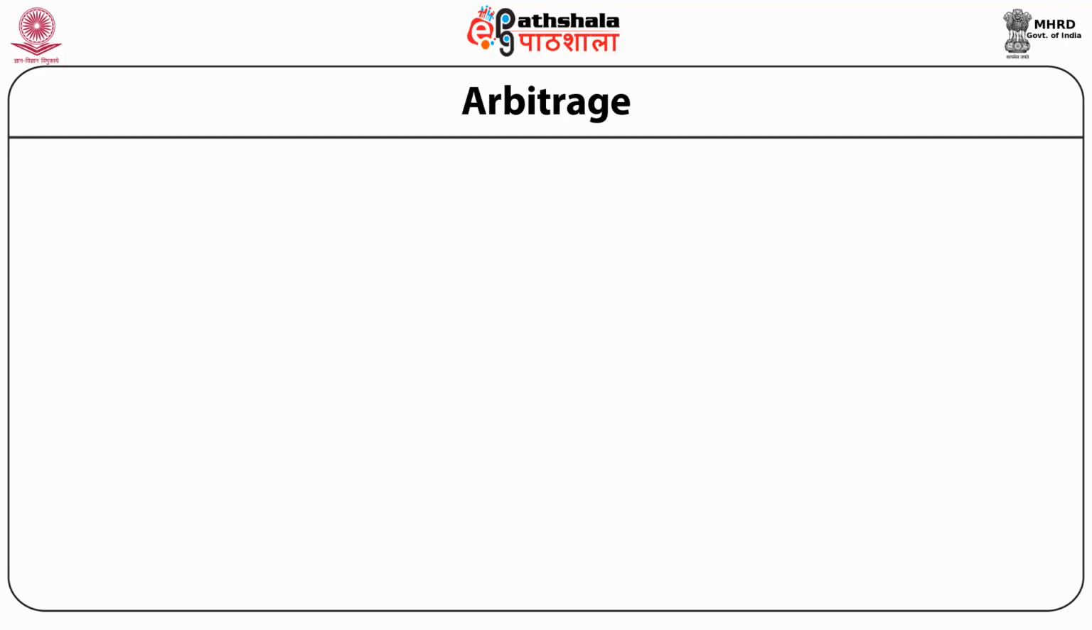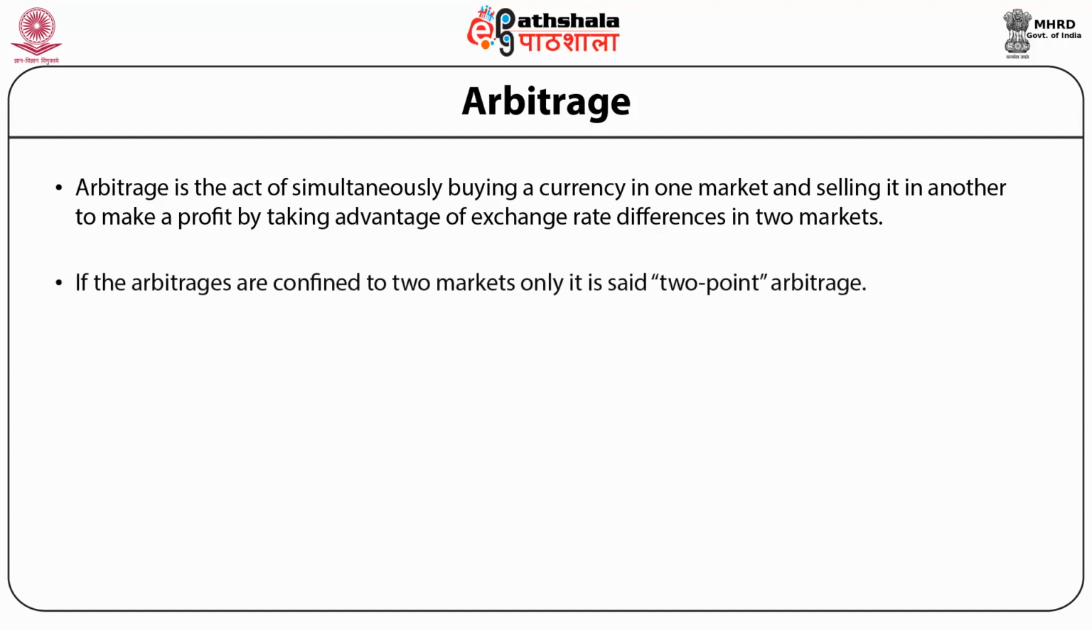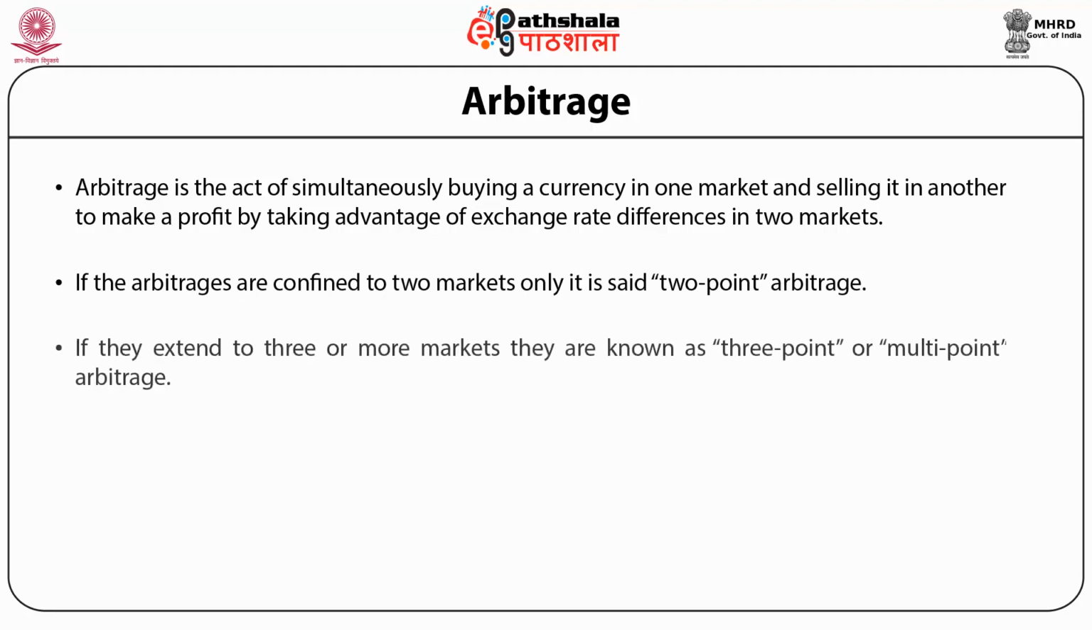Let us understand what is arbitrage. It is an act of simultaneously buying a currency in one market and selling it in another to make a profit by taking advantage of exchange rate differences in the two markets. If the arbitrage is confined to two markets only, it is called two-point arbitrage. If it extends to three or more markets, it is called three-point or multi-point arbitrage. Those who deal with arbitrage are called arbitrageurs.